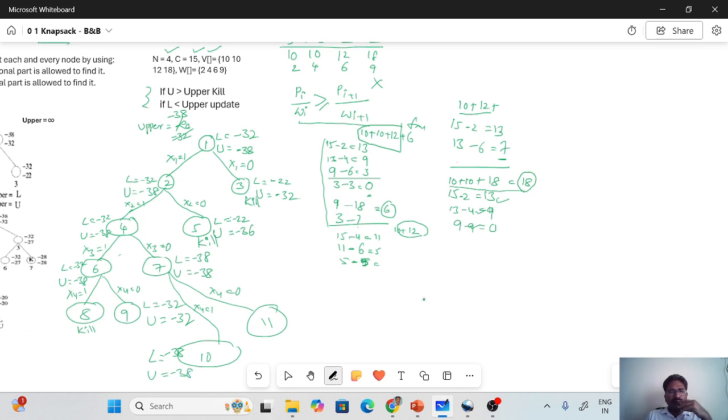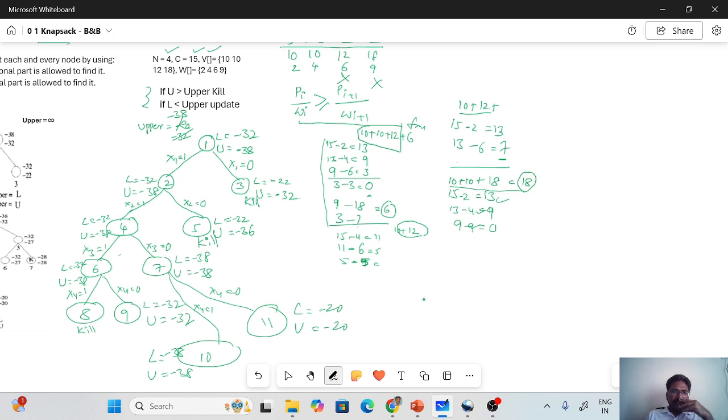Come to the 11. What is the meaning? 1 considered, 2 considered, 3 not considered, 4 also not considered, nothing but 3 and 4 not considered. So then what is our L value? 10 and 10 only, 20. What about our U value? Minus 20. Now check it.